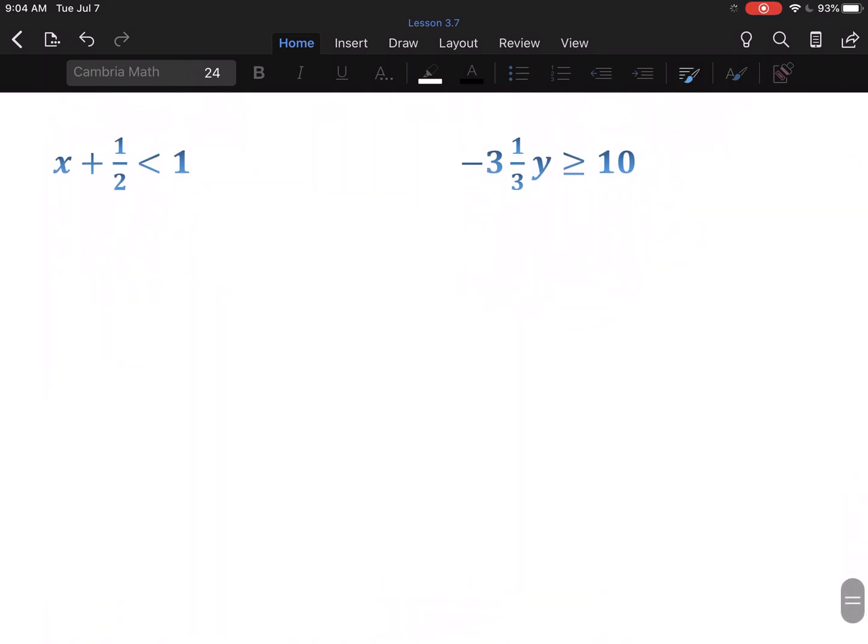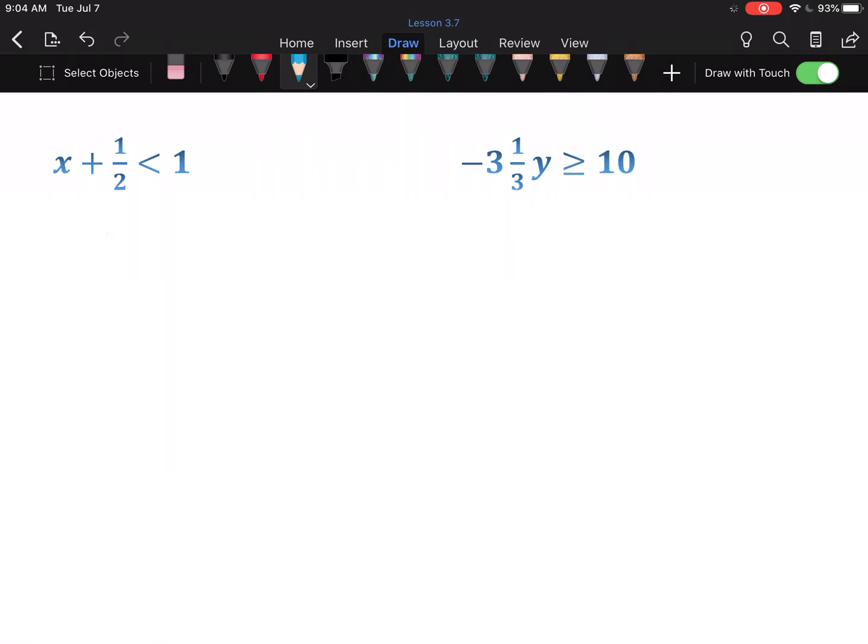Next we have plus a half, so we are going to subtract a half.